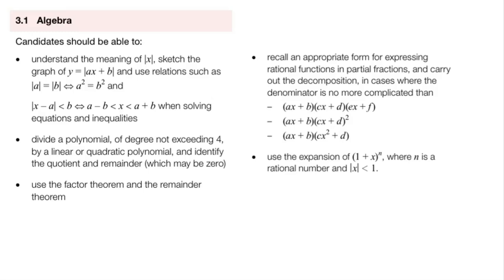Let's get started. This first one is from Summer 23 question paper 3-1, question 1 on that exam. First part says sketch the graph of y equals the absolute value of 2x plus 3, which is a linear modulus function.